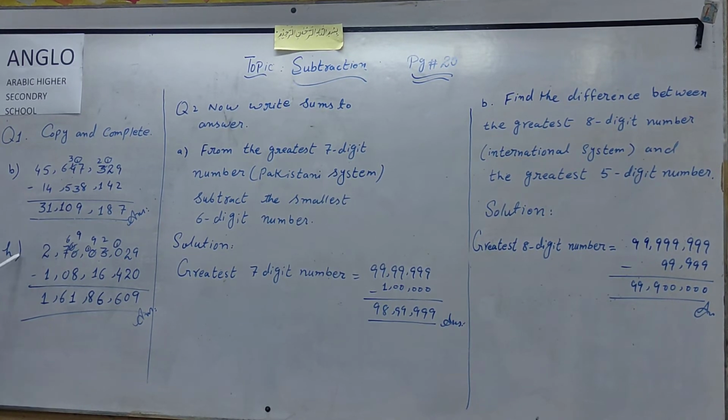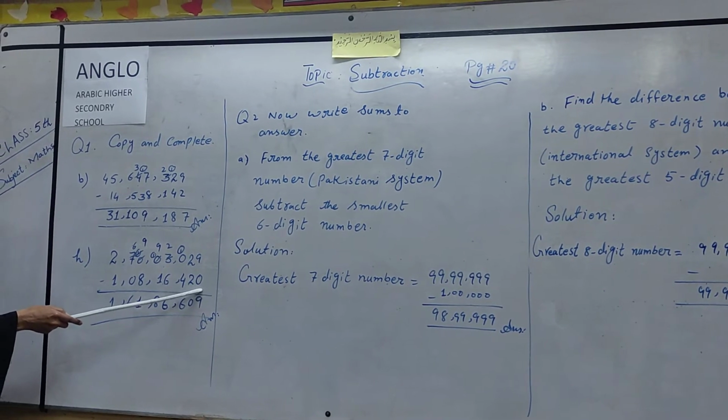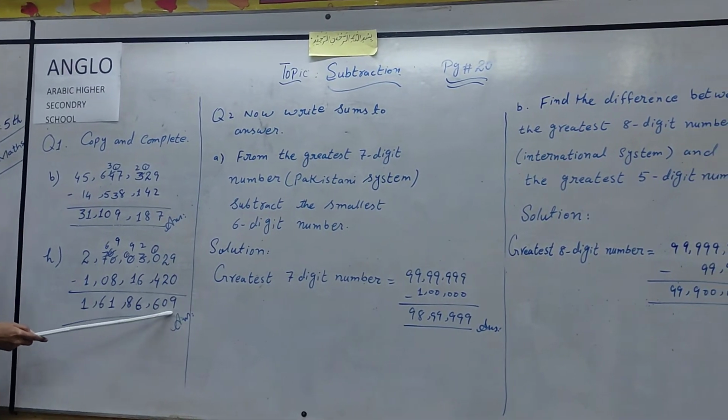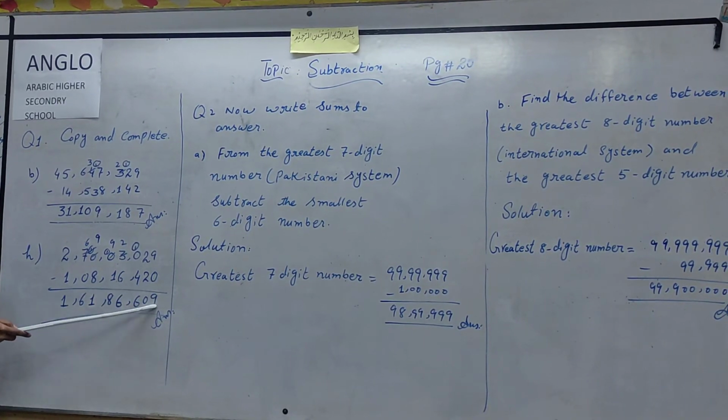In the same pattern, I have written part H. Now we are going to solve. We have to subtract units from units or ones from ones, tens from tens, hundreds from hundreds, thousands from thousands, ten thousands from ten thousands, and so on. So first we start from the unit place digit. Subtract 0 from 9. 9 minus 0, answer is 9. 2 minus 2, answer is 0.